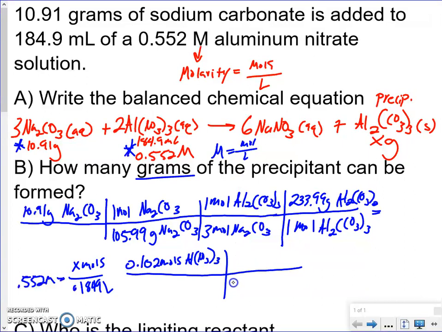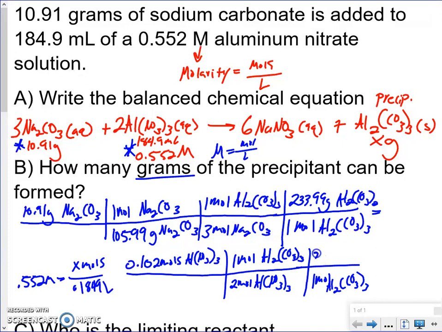So from here, I can go straight into my mole ratio. For every 2 moles of aluminum nitrate, I end up with 1 mole of aluminum carbonate. And then from there, I would go into grams again. So for 1 mole of aluminum carbonate, we have a molar mass of 233.99 grams of aluminum carbonate.